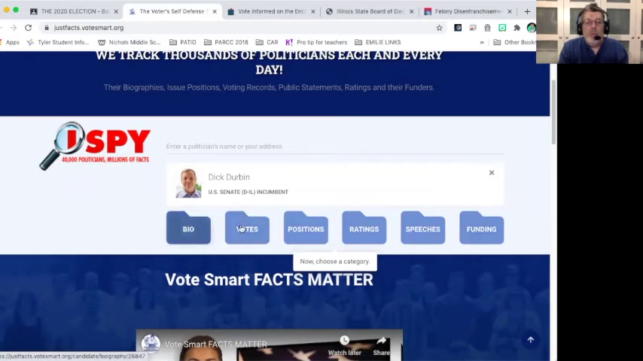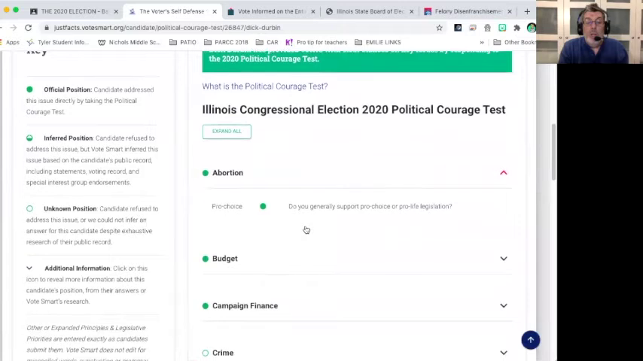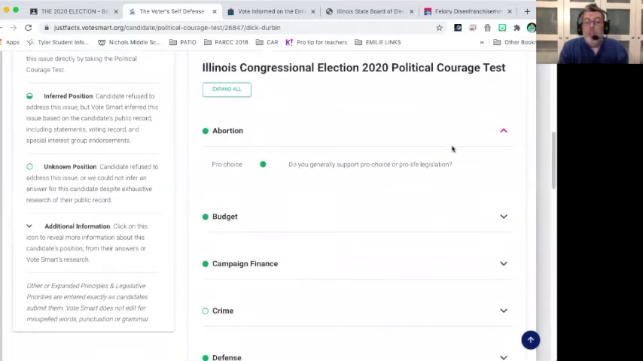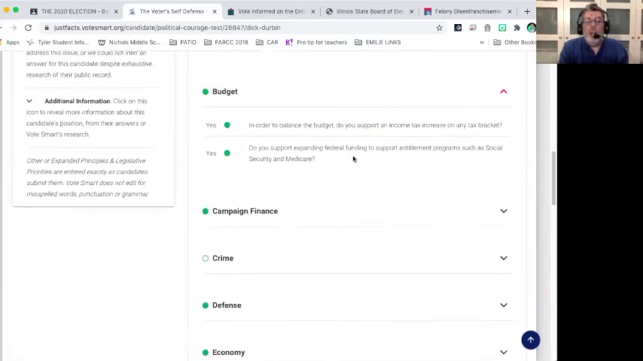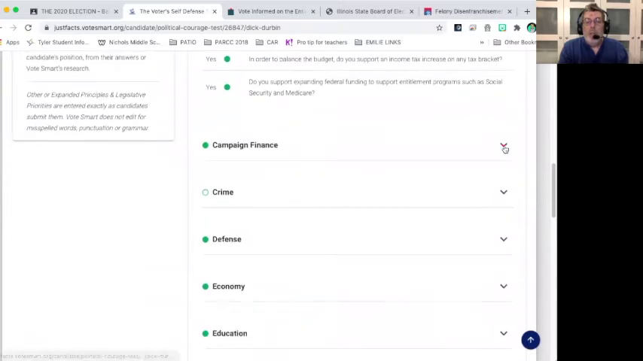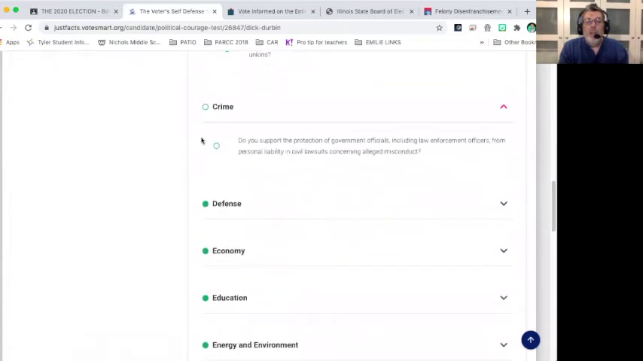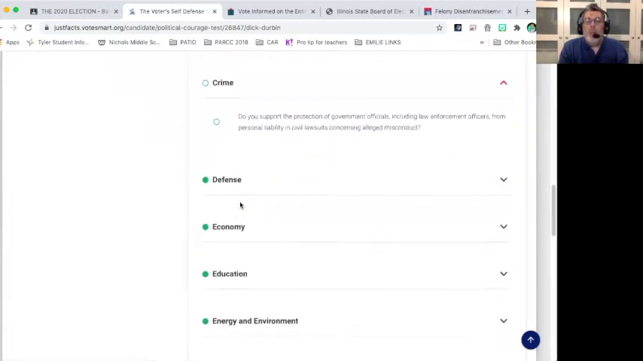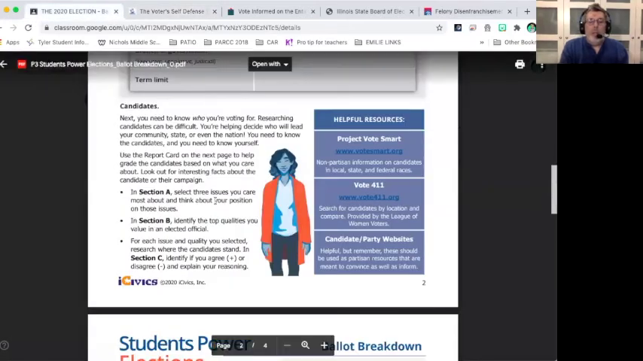So if we just go to positions, right? Because that's usually what people are thinking about when they vote for an elected official. So these are the issues here, and if you want their position on budget, you click here and it talks about questions that he answered, campaign finance. I don't believe there's anything here for crime, but yeah, there is something there. So he didn't answer that question. Anything with the green dot, it was answered. Anything with the clear dot, it wasn't answered. So that's where you would get that information.